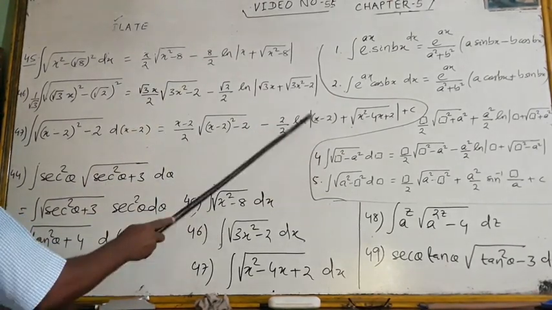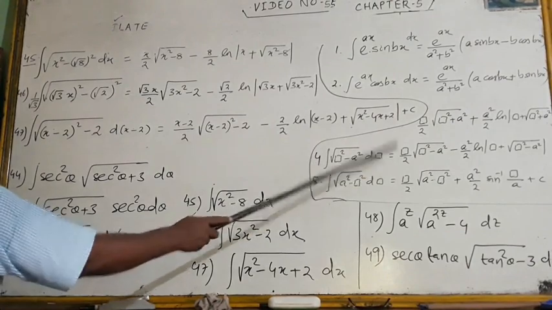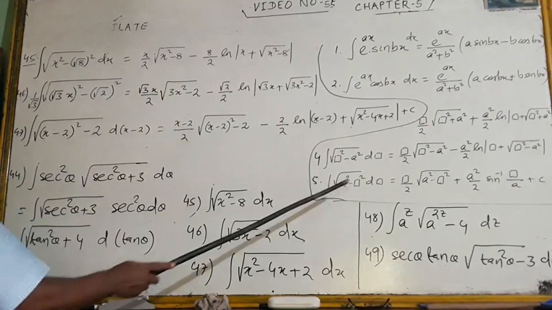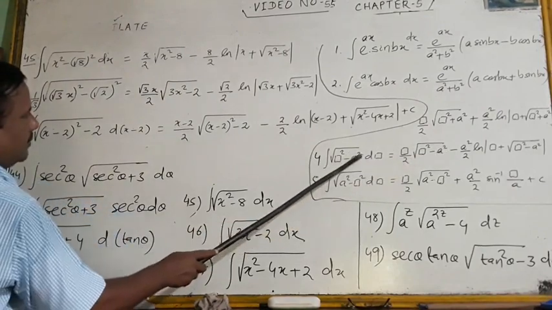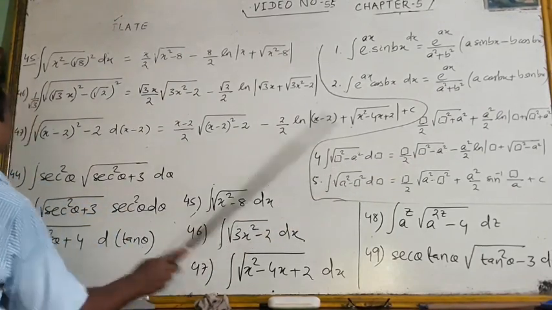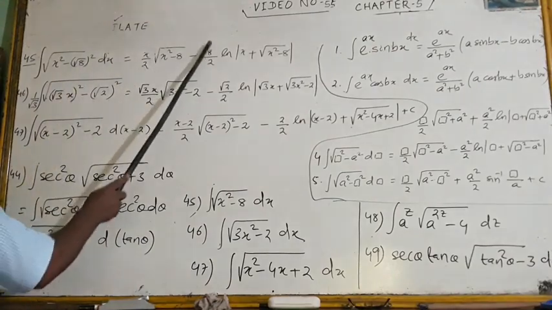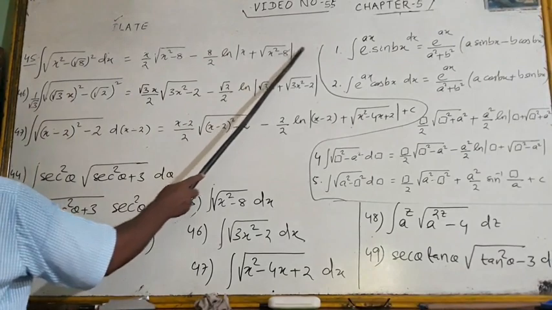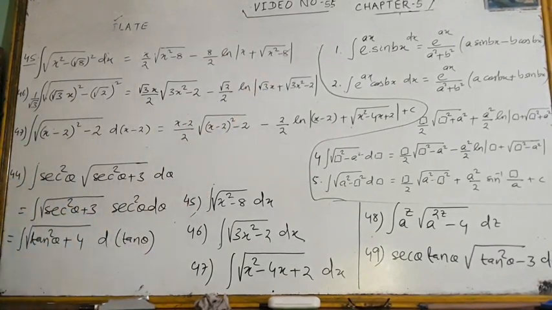In the 3, 4, 5 formula, only 4 gives you minus. It is minus a square by 2. A square by 2 means whatever is written there, divided by 2. It is writing a square, so a square by 2 ln of x plus root of x square minus a square plus c, you have to write it there.